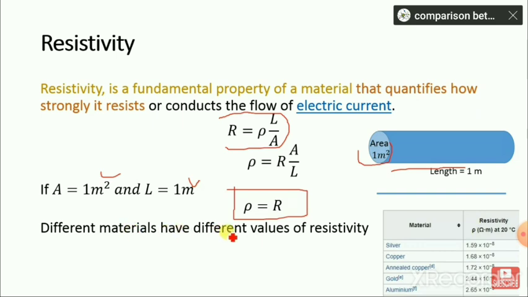Now, different materials have different values of resistivity. For silver, this is 1.59 multiplied by 10 power minus 8. Similarly for copper, this is for annealed copper, and for gold and aluminum.